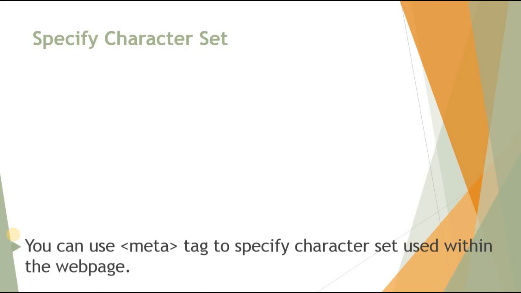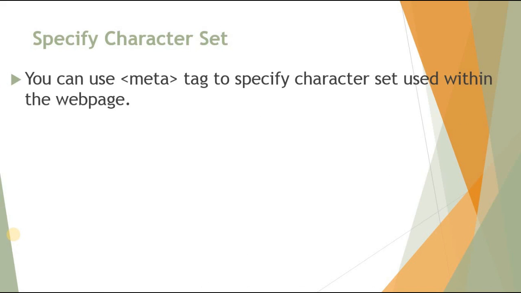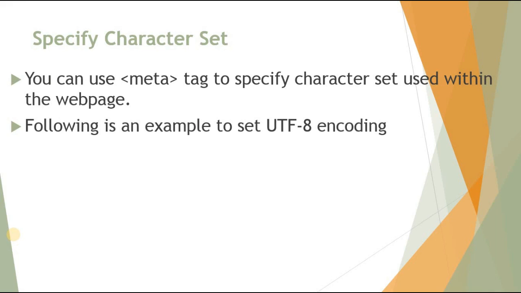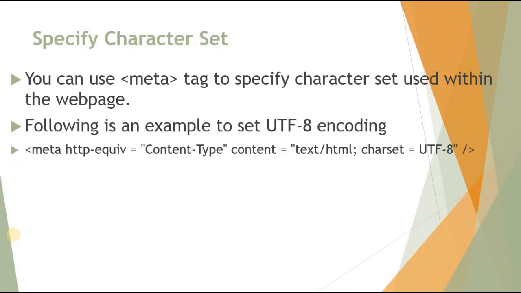Next, specifying a character set. You can use the meta tag to specify a character set used within a web page. Following is an example to set UTF-8 encoding. Here we wrote the charset is equal to UTF-8 and the content is equal to text/html and http-equiv is equal to content-type.